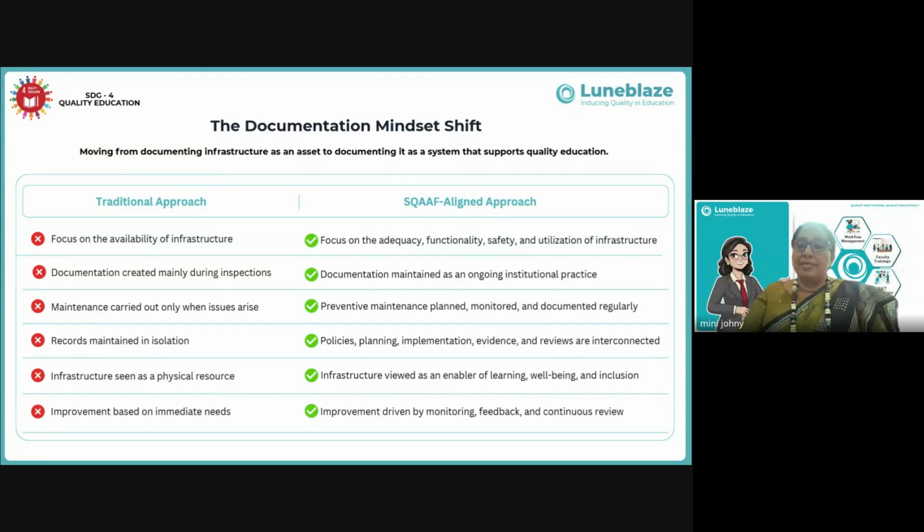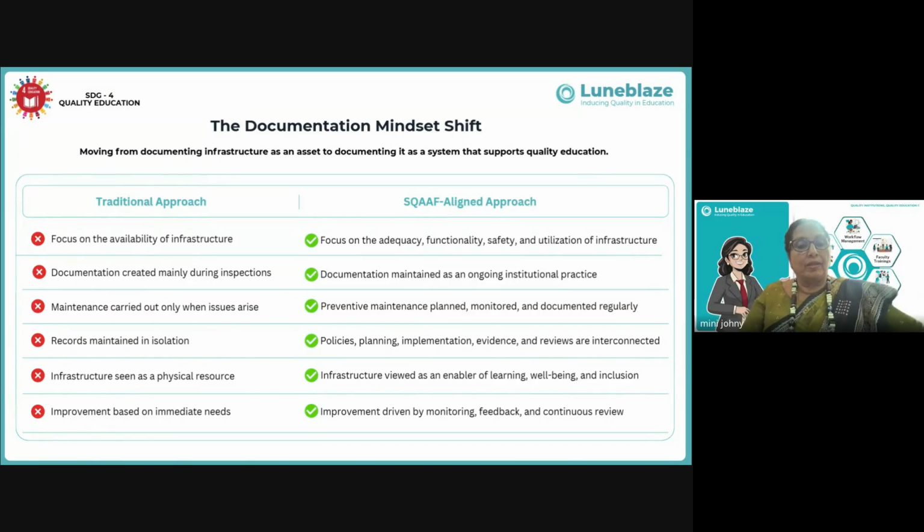The school examination is happening. The printer is not working. Why didn't we check into that before? So we should have frequent checks on different infrastructure on time. Records maintained in isolation. All the records, whatever the SQAAF says, most of the records are interrelated.